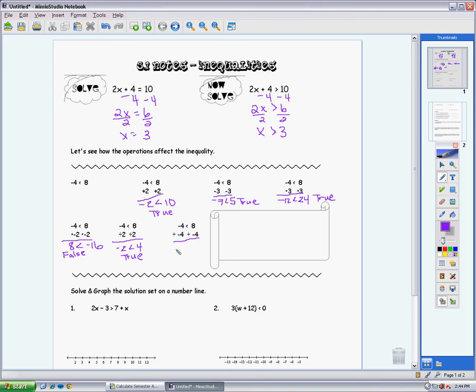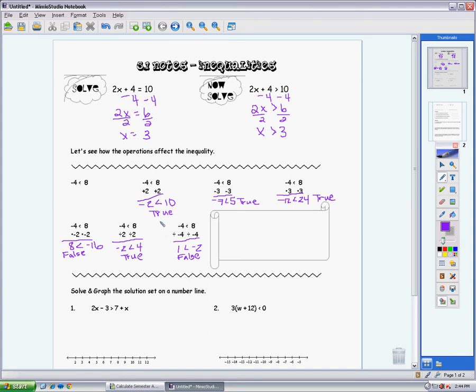Okay, what happens if we divide by negative 4? Negative 4 divided by negative 4 is positive 1, is less than 8 divided by negative 4, which is negative 2. Is 1 less than negative 2? No, that's false. So it seems like we're only really running into a problem with our inequalities being true if they are being multiplied or divided by a negative number.